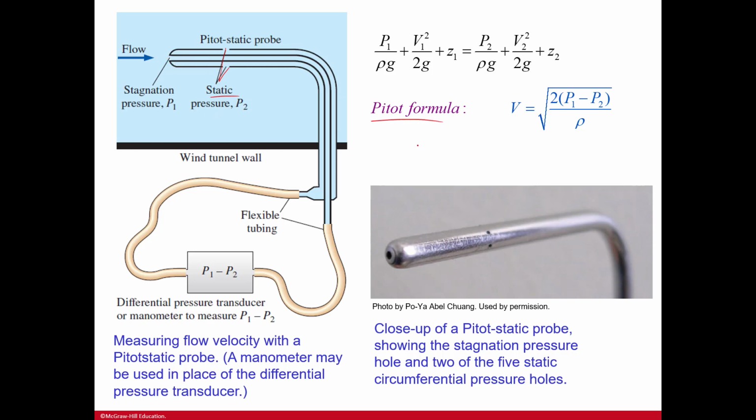You've got the pitot formula. And then here, measuring flow velocity with the pitot-static probe. A manometer may be used in place of the differential pressure transducer. And then this is a close-up of a pitot-static probe showing the stagnation pressure hole and 2 of the 5 static circumferential pressure holes.